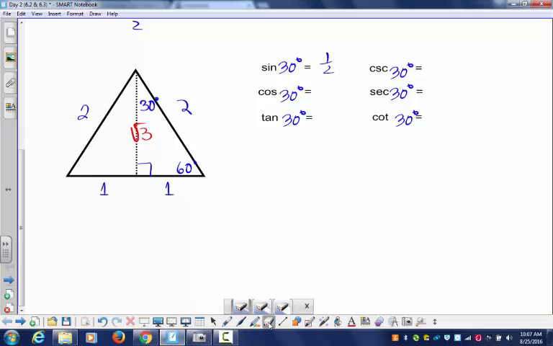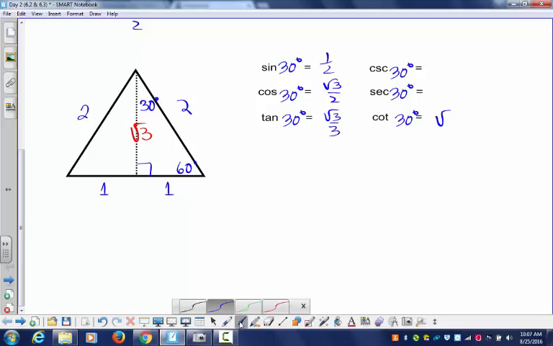And then what about cosine? So cosine of 30 degrees is the adjacent leg. The adjacent is √3 over the hypotenuse, which is 2, so √3 over 2. And then tangent, opposite over adjacent. So we get 1 over √3, but we rationalize that, and we get √3 over 3.